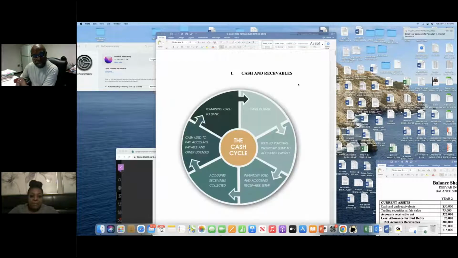Okay, we have two main topics left: cash and receivables, and then inventories. And we do depreciable assets a little after that. Let me just show you briefly here.